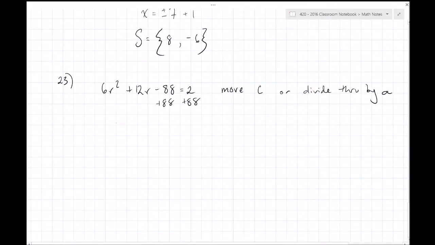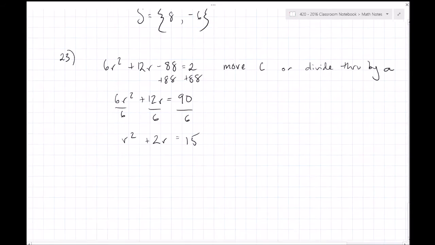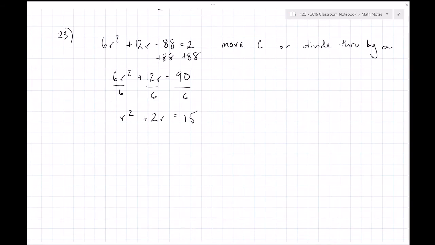We get 6r squared plus 12r is equal to 90. Now I'm going to divide through by 6, which is pretty easy. 6 divided by 6 is obviously 1. 12 divided by 6 is 2. And 90 divided by 6 is 15. Now I'm going to complete the square. I'm going to add the b over 2 squared value to both sides of the equation. So the b over 2, it's just 2 over 2 squared. And I'm going to add that to both sides of the equation.